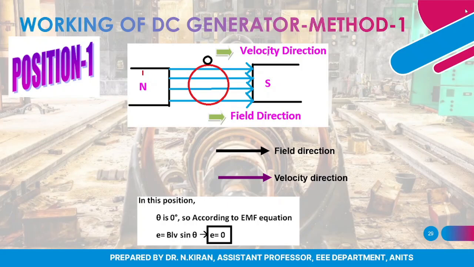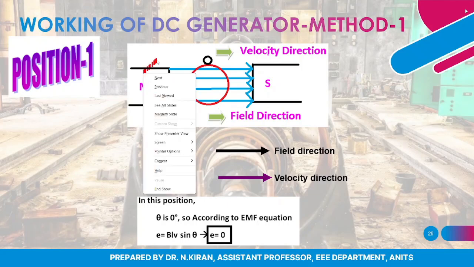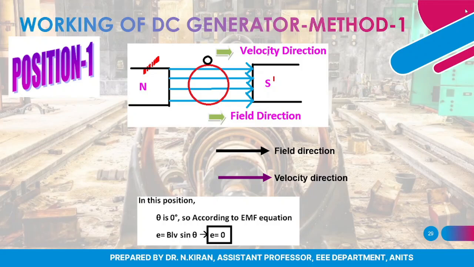let us consider, for our easy understanding, only two poles, that is north pole and south pole. The blue lines that are indicated are the direction of field, so they will never change; they will always be from north pole to south pole. For our easy understanding, I have considered only one conductor, which is in this position. So as shown here, this is the conductor. So let us assume initially that the conductor is in position 1.